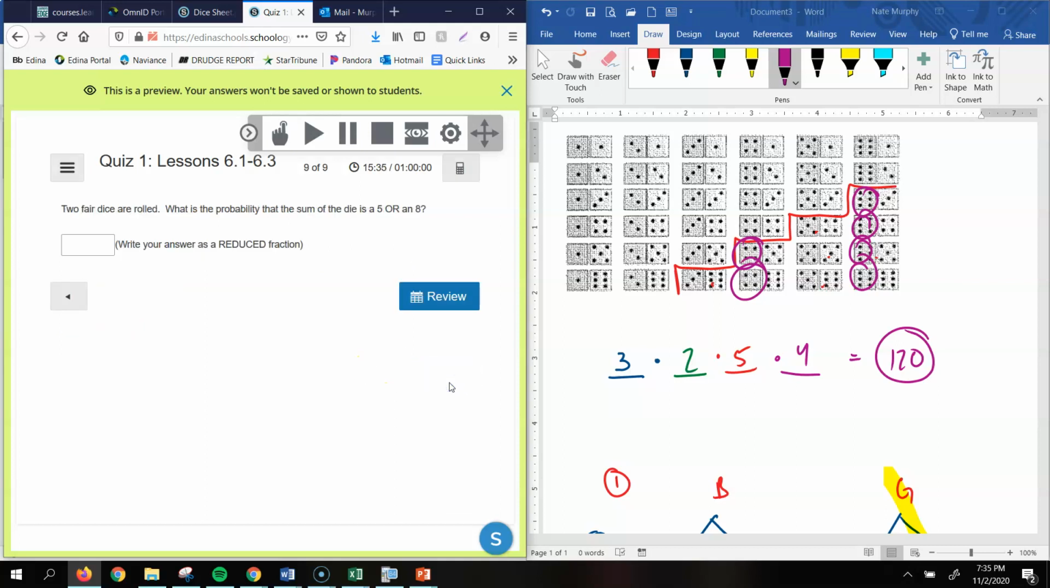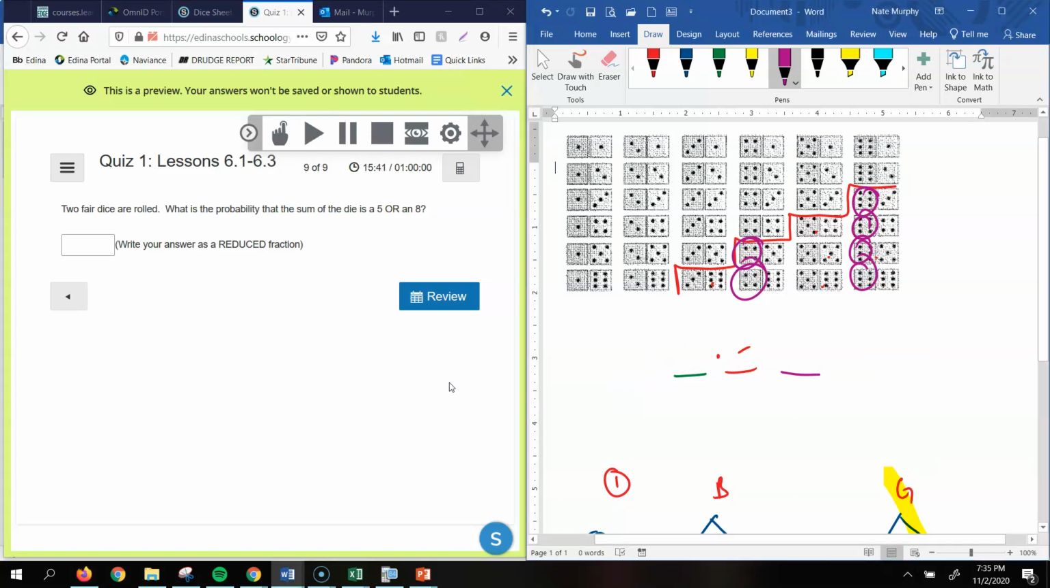Last question. 2 fair dice are rolled. What is the probability that the sum of the dice is 5 or an 8? Okay, so let me erase this. 5 or an 8. Now we got to ask ourselves, I see the word or. All right, so if it's or, we're going to add 2 probabilities together.